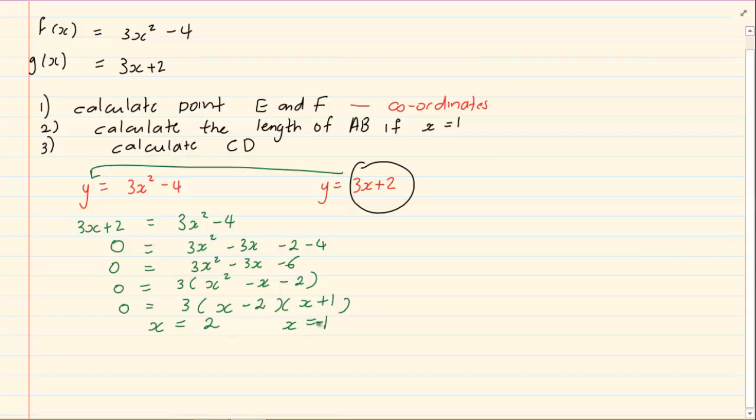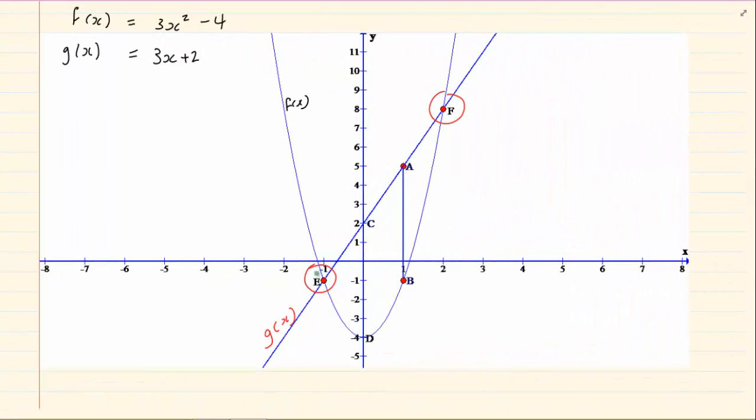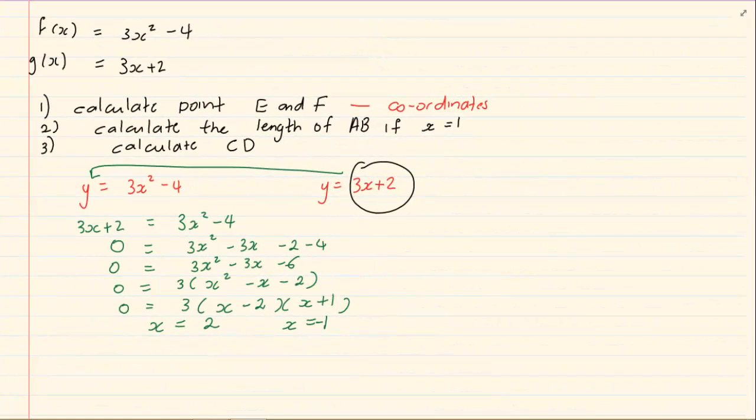We have x is equal to 2 and x is equal to -1. But this is not the coordinate. If you look at the graph, this is simply the x values. But when they want a coordinate, they want both, x and y. So how do you get it?